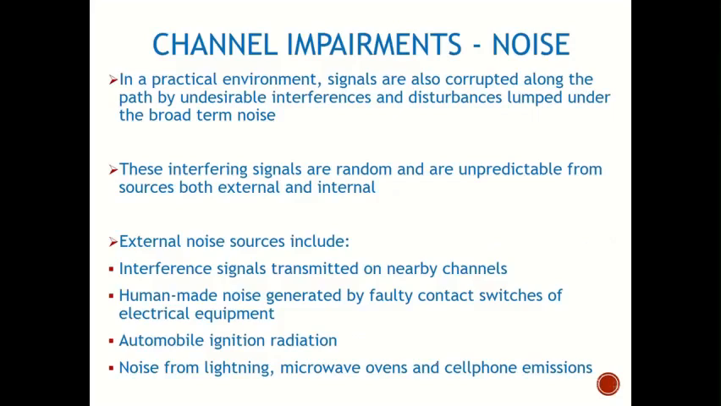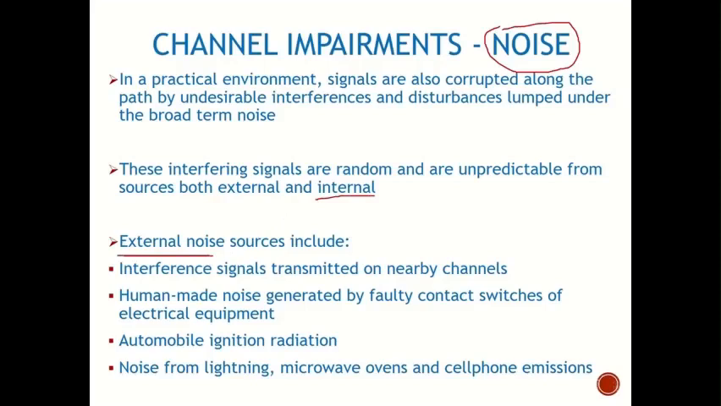Now we come to the next point, which is noise. In a practical environment, signals can be corrupted as they are transmitted. So what are the sources of this noise or these distortions? There are generally two sources. One is the external noise, and the other one is the internal noise.